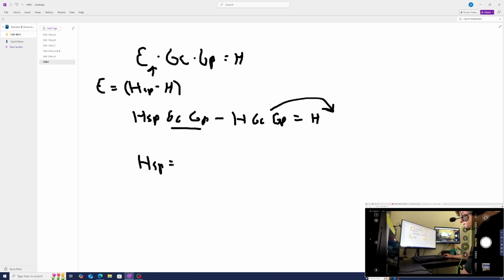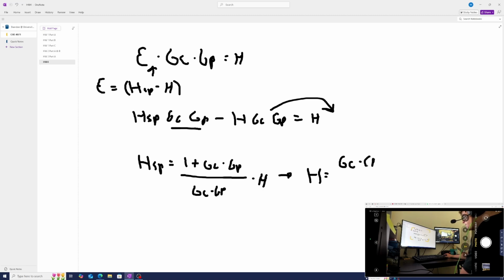giving us HSP is equal to 1 plus GCGP over GCGP times H. And since we know our set point, we want to move this over to the other side, giving us our final equation, which will be H is equal to GCGP over 1 plus GCGP times our set point.